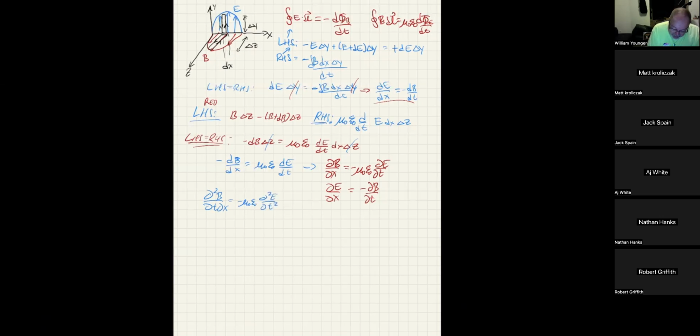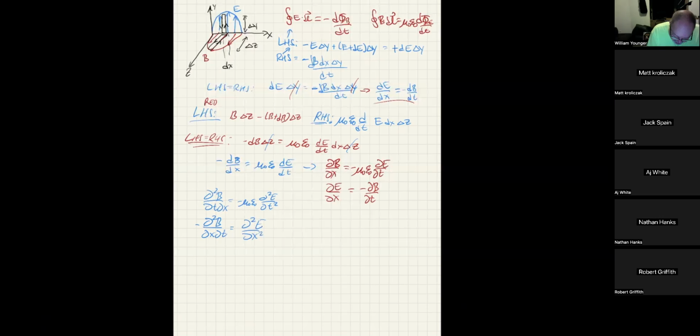And now if I do the same thing with the second equation by taking the derivative of it with respect to X, I'm going to get negative second partial of B with respect to X with respect to T. And by the way, you're allowed to flip the order of those, so it doesn't matter. And that's equal to the second partial of E with respect to X squared.